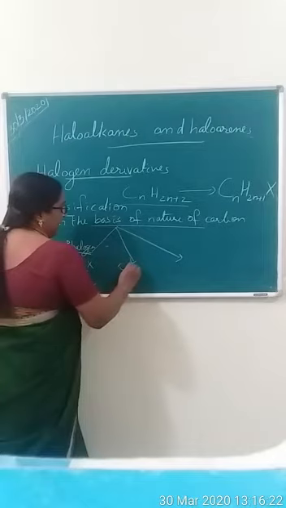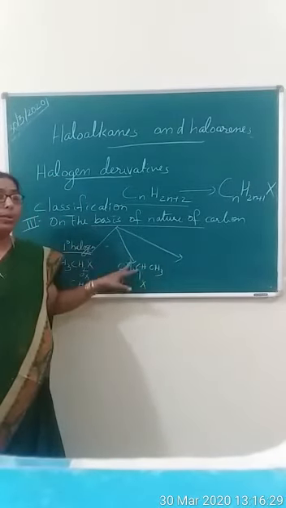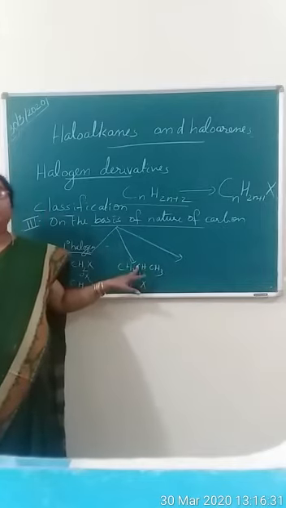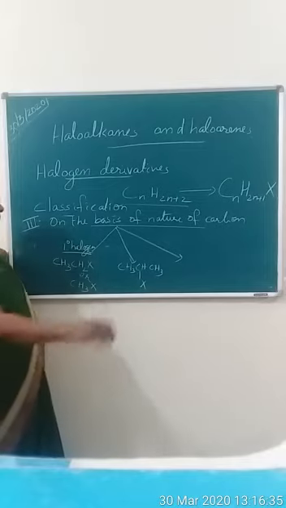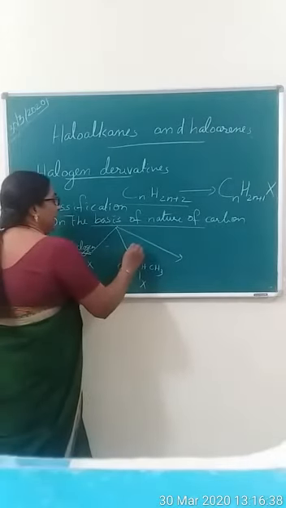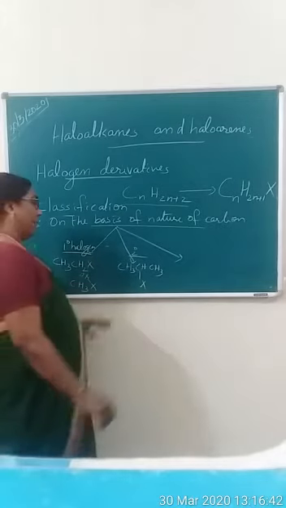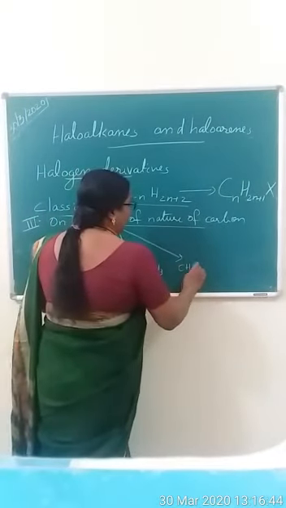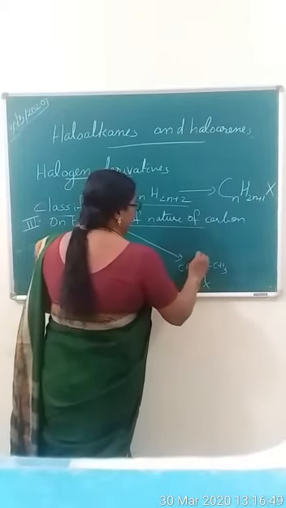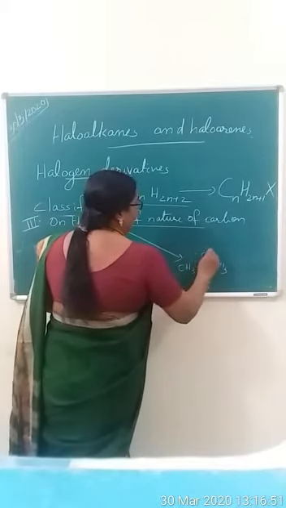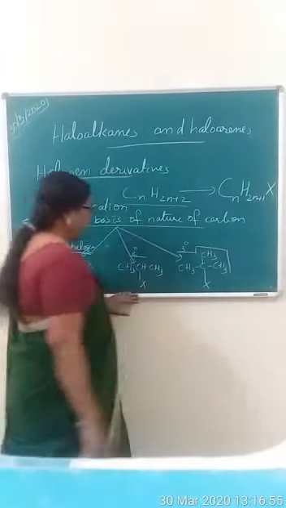On the other hand, you consider, in this case, you can see that the second carbon is attached to two other carbons. This type of carbon is called secondary carbon. If halogen is attached to a secondary carbon, then it is termed as secondary halogen derivative, secondary haloalkane. And if the halogen is attached to three other carbons, then it is termed as tertiary haloalkane. Tertiary halogen derivative. Is it clear?